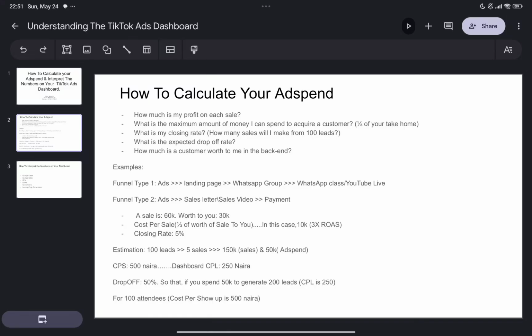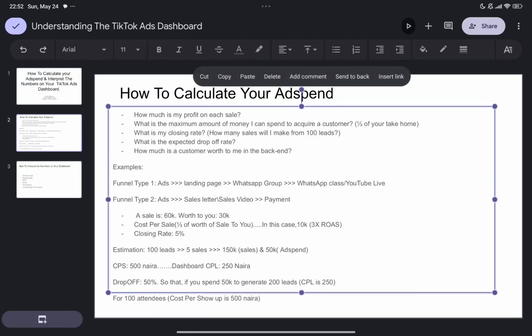So let me now give you an example. I've been talking, that seems like theory. Let's look at an example. The common type of funnel we use in this part of the world, I mean Nigeria, among business owners, affiliate marketers and course creators is one of these two. Or let me say, for the purpose of this video, I'm using these two as a reference.